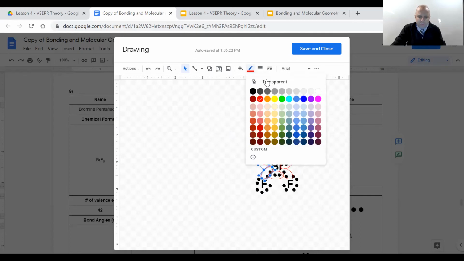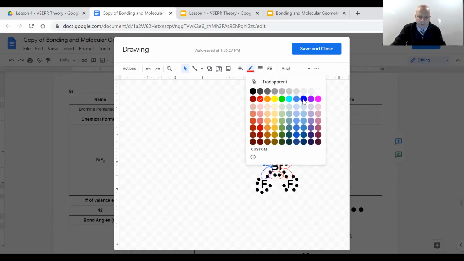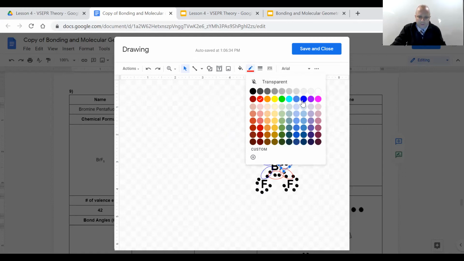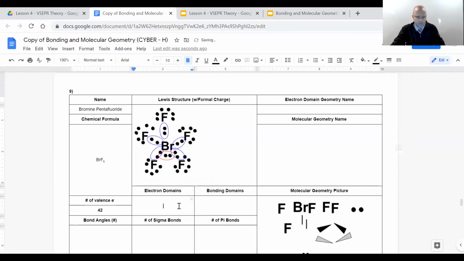So I'm going to change all the ones that are bonding just so you can kind of differentiate them to this blue color. And then the one that is the non-bonding one, I'll leave in the red color. Perfect. So I have 6 all together, 5 of which are bonding. So I'm going to go 6 here, 5 there.